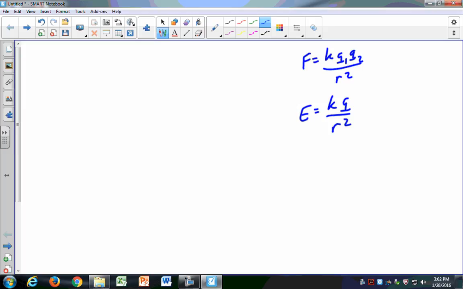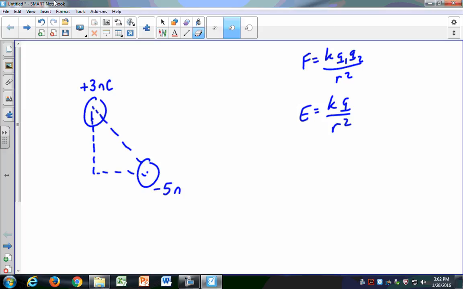So let's say that I have two charged particles like this. Let's say that they're on a triangle like this. Let's say that this one is plus 3 nanocoulombs, and this one is minus 5. To make the numbers real easy, I'm going to just make this minus 5 coulombs. That's not very realistic, but just to make the numbers easy. And let's say I want to know the magnitude and the direction of the force on this particle.